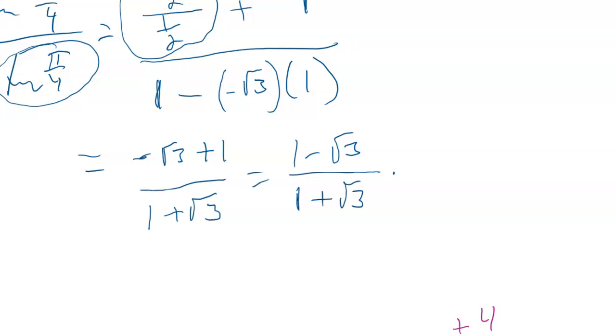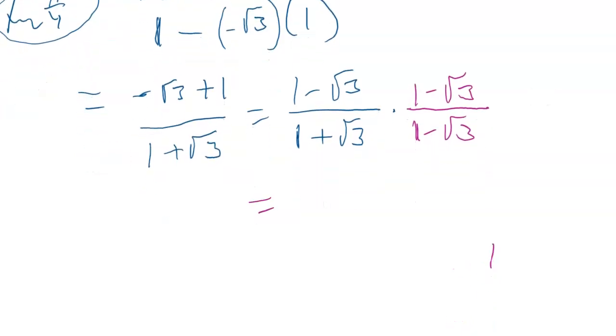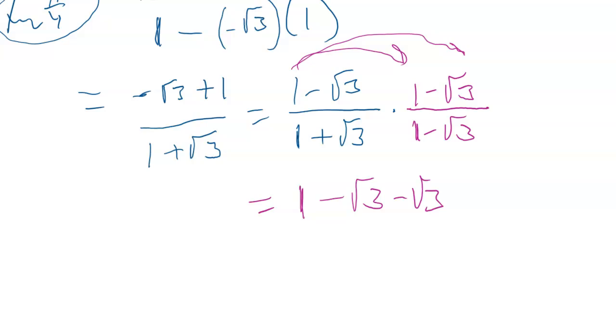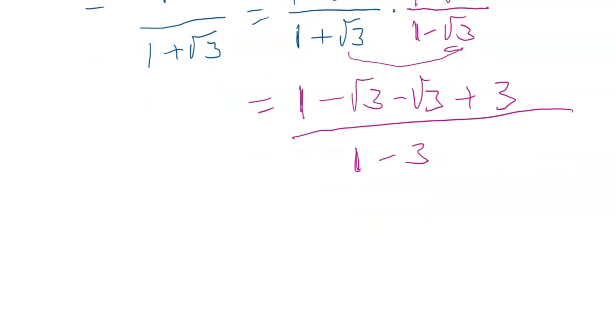This obviously isn't the answer in the back of the book. I'm going to rationalize this thing and then hope for the best. 1 minus rad 3, 1 minus rad 3. This is equal to, let's see, 1 times 1 is 1. This is minus rad 3. This is minus rad 3. This is plus 3 all over, that's difference of 2 squares. It should turn into 1 minus 3 because this will be the square root of 9. And then I just start dropping things in here. So I get 4 minus 2 rad 3 over negative 2.